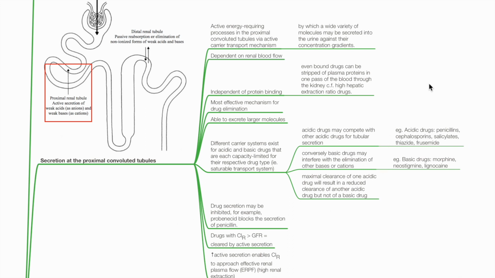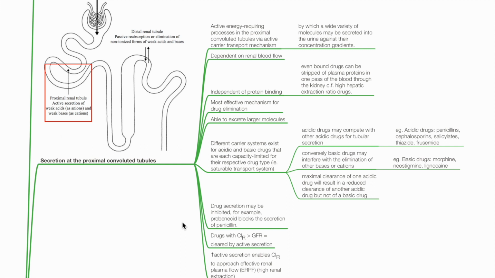Examples of acidic drugs include penicillins, cephalosporins, salicylates, thiazides, and furosemide. Basic drugs may interfere with elimination of other bases or cations. Examples of basic drugs include morphine, neostigmine, and lidocaine. Maximal clearance of one acidic drug will result in a reduced clearance of another acidic drug, but not of a basic drug. Drug secretion may be inhibited.